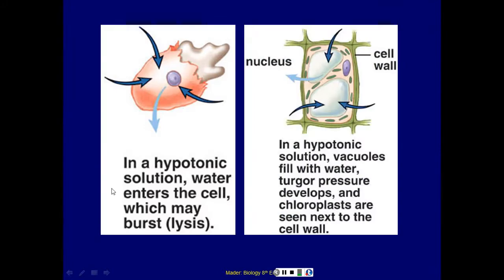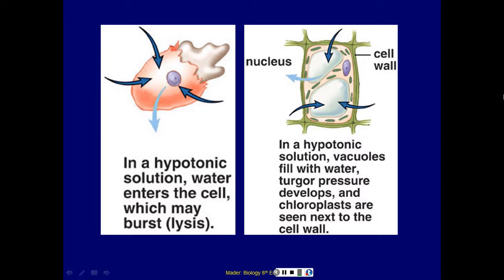So in a hypotonic solution, animal cells, water goes in. The net movement of water is into the cell, and they can rupture. We call that lysis. Lysis is a word you should be very familiar with. This is about the 4th time we've used that root word in the course. So lysis means to burst or break.